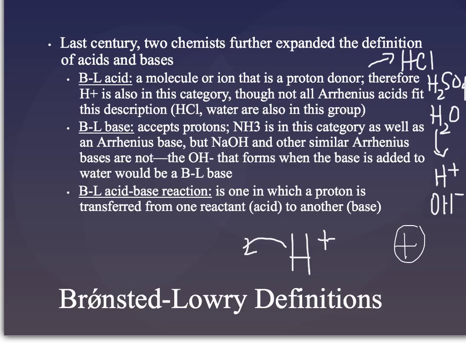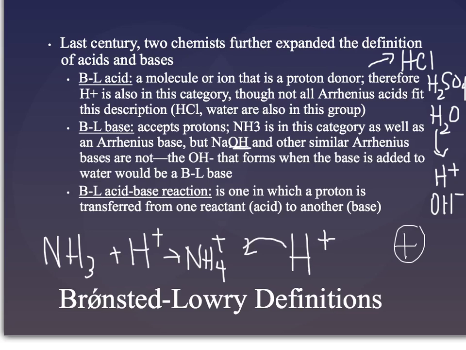In the Bronsted-Lowry definitions, a base is any molecule or ion that accepts a proton. Ammonia is an easy example. If ammonia and a hydrogen ion come together, you end up with the ammonium ion, which we've seen in quite a few of our chemical reactions and compounds. Many of the Arrhenius bases will fit in this group, but many of them will not. Actually, let me say that again. Few of the Arrhenius bases will fit in this group, but many of them will not.